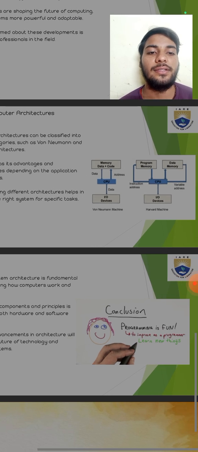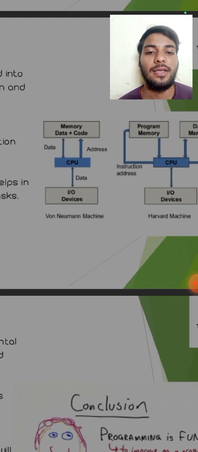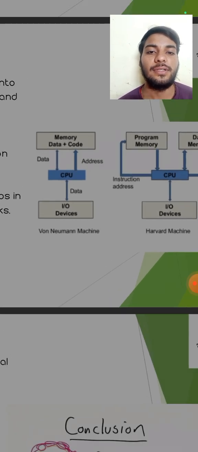In the diagram we can see the von Neumann machine. First we have the memory, data plus code, in between we have the CPU, and last we have the IO devices. From memory to CPU we have the address and data, and between the CPU and IO devices we can share data from both sides.